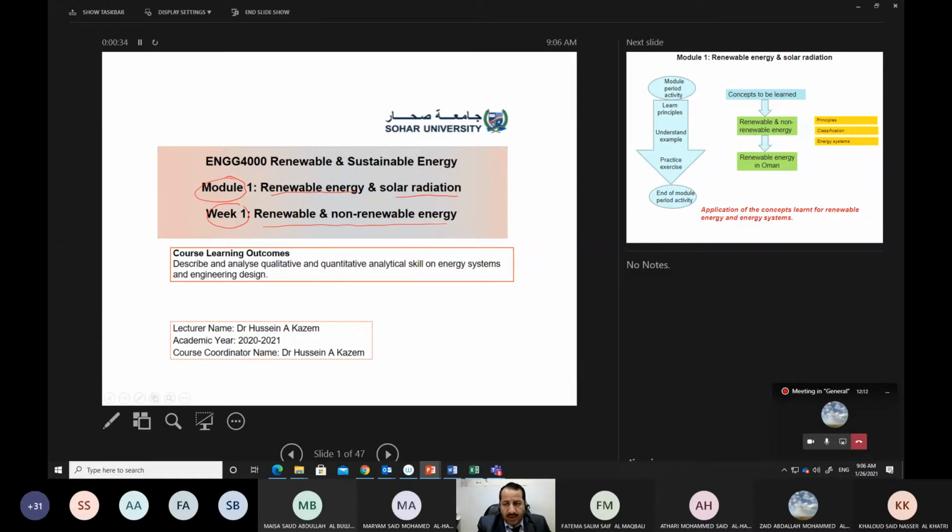I will split it in 2 parts. The first part is just giving a general overview. And in the second part, I will give a brief on each one of the renewable energy sources and technologies, and try to make a comparison between the global situation and Oman. So today is just an introduction, which is related to the first course learning outcome.